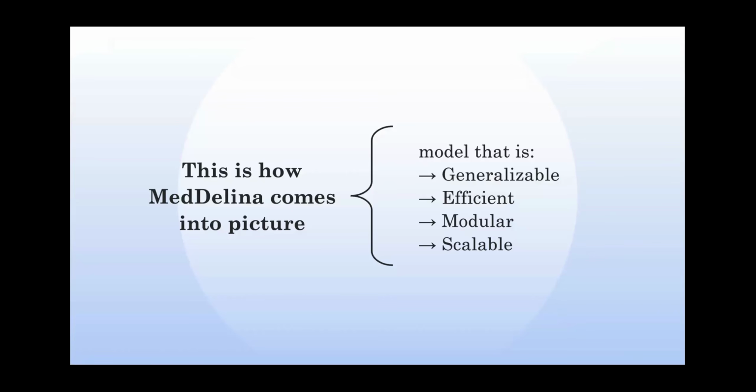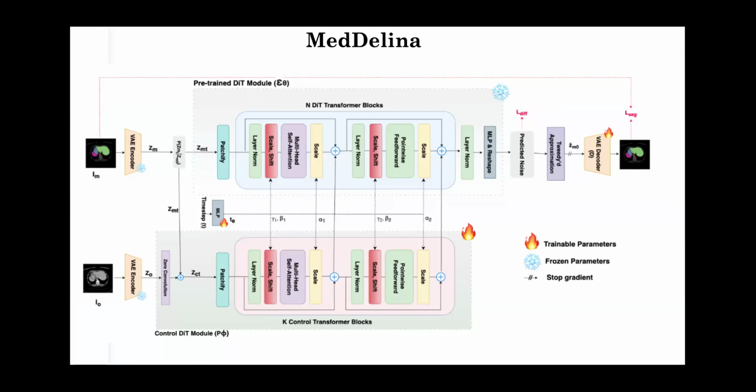That's how our model comes into the picture. Our model is generalizable and efficient, and modular: we can plug it into any diffusion type model, whether it's Stable Diffusion or VQ diffusion. It is also scalable. You can go from 200 million to 300 million, 300 to 400 million parameters very easily, because it's a 100% transformer network. Let me go through this model, and if you have any doubt about how the model works, please interrupt.